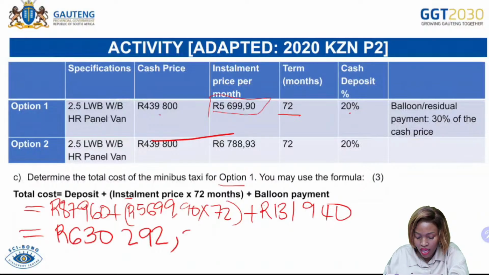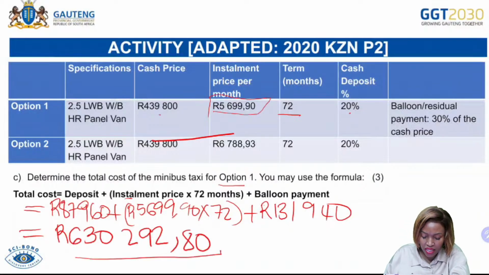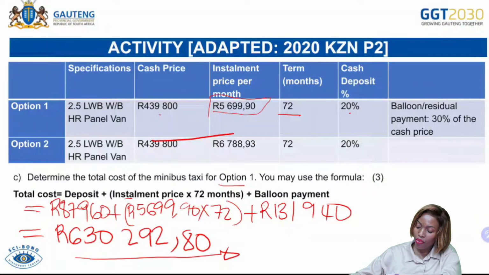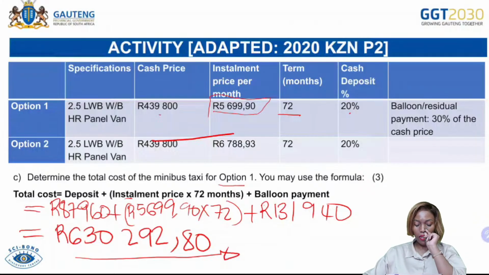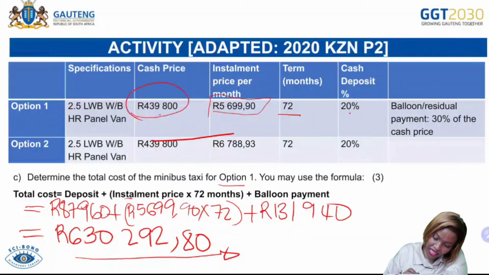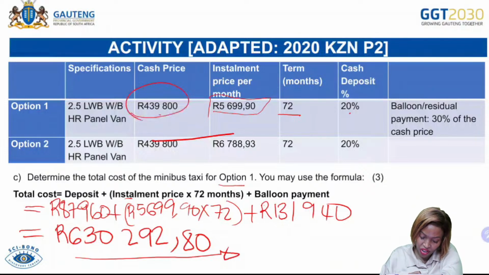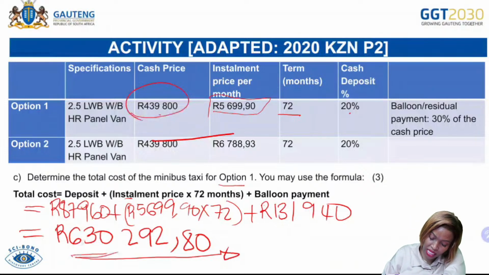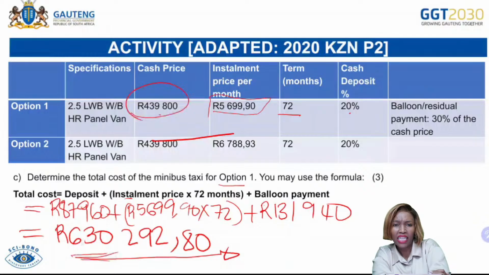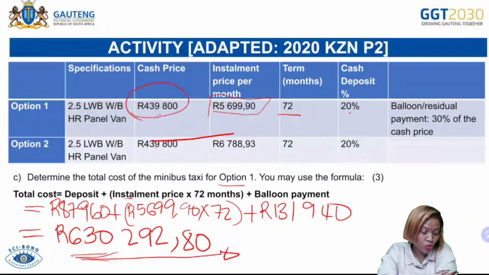And the answer that I am getting is 630,292 and 80 cents. So this is the total price that he needs to pay if he goes for option 1. How much is the amount? It is 630,292 rands and 80 cents. And look at the original price of the car. The original price of the car was 439,800, but he ends up paying how much? 630,292. So here it is quite a lot.